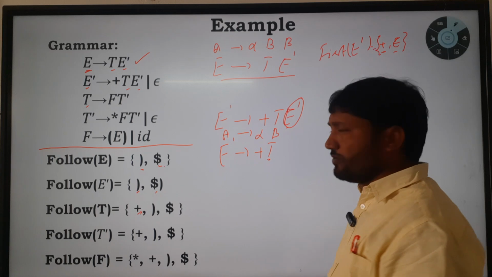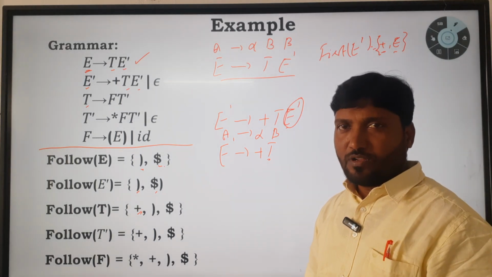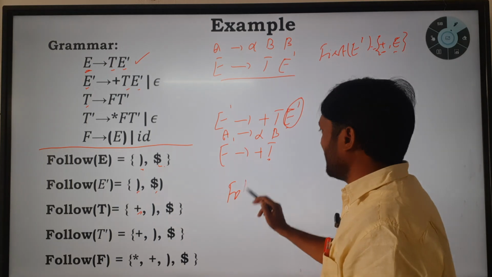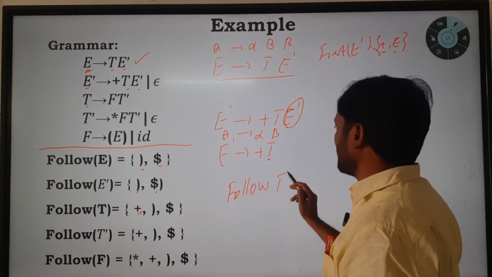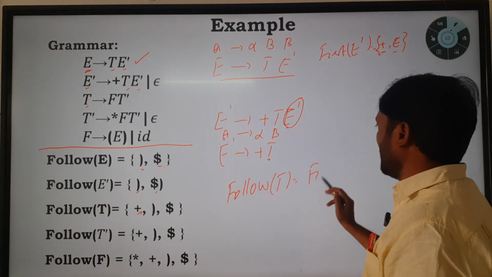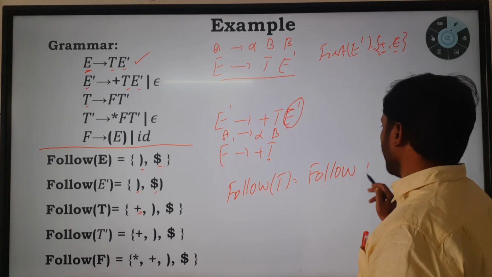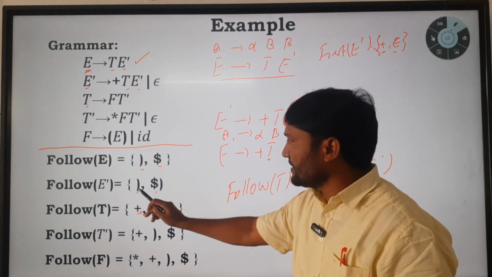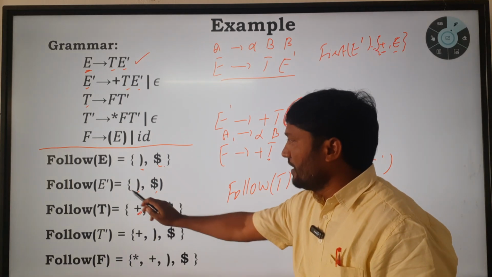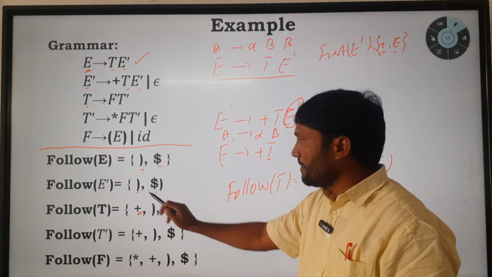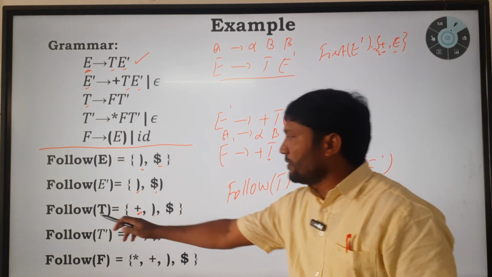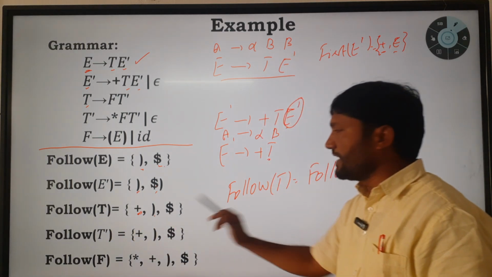So now we have to apply the third rule. According to the third rule of the follow function, follow of T equals follow of E dash. What is the follow of E dash here? Already we have plus, and follow of E dash can be added here, that is close bracket and dollar. This is how we can calculate the follow of T.